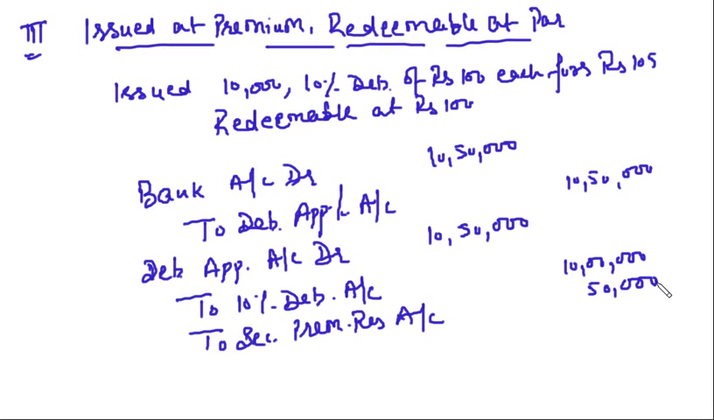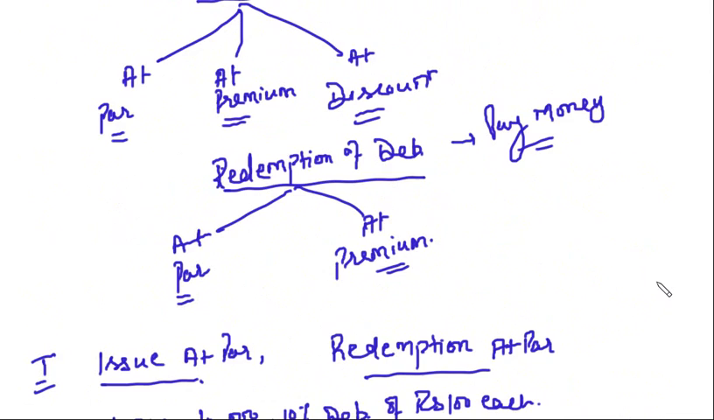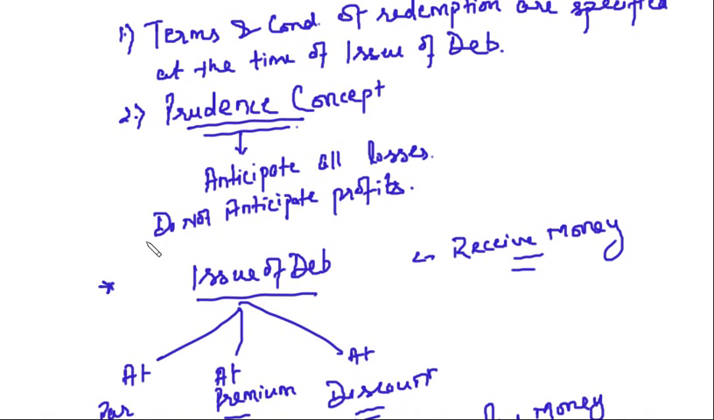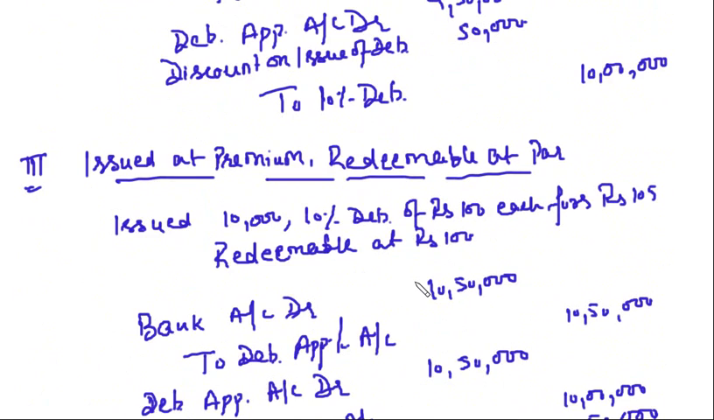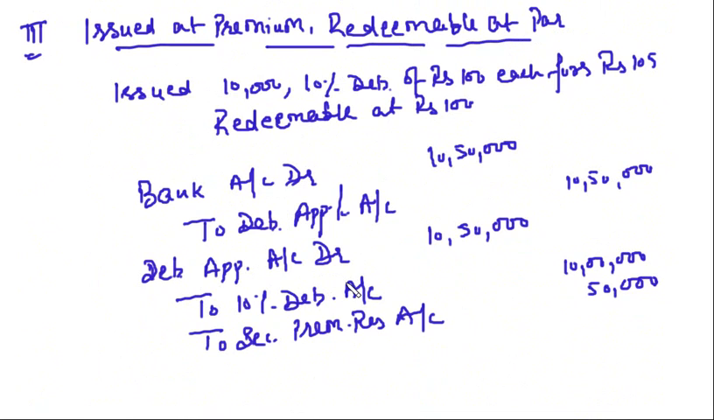Now what you have done is you have taken 105 rupees and in the future you are going to give them 100 rupees. 5 rupees is your profit. But the prudence concept says do not anticipate profits. Do not record your profits. Right? This is where the prudence concept comes into play. So at the time of redemption, you will have a profit of 5 rupees, but prudence concept says do not anticipate the profits. So we can't do anything.